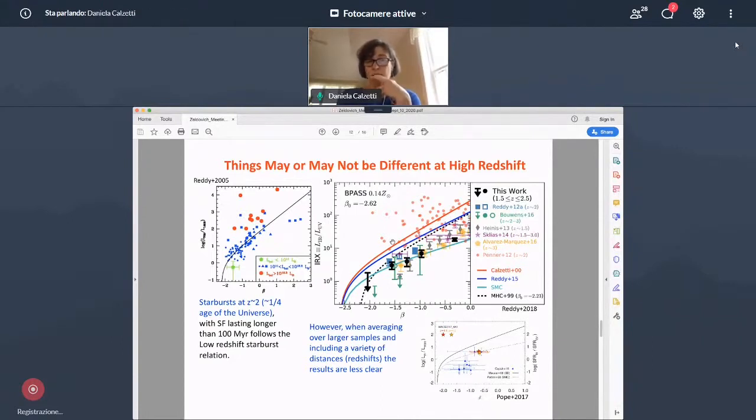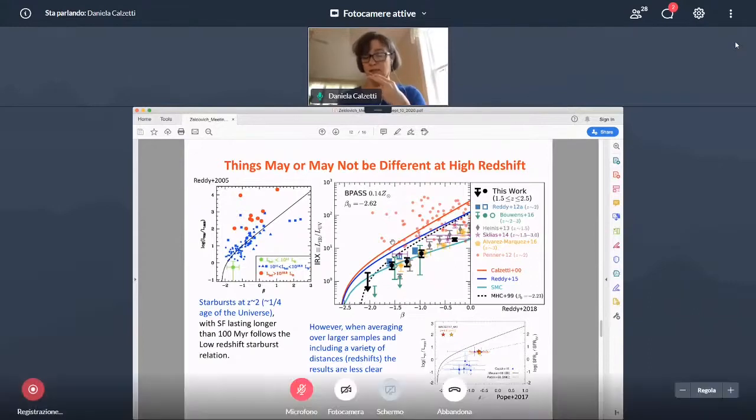Then you moved, however, to include more complex samples of galaxies, and that revealed again, as the two plots to the right show, the one at the top and the one at the bottom, that not all galaxies seem to fall onto the standard starburst attenuation curve.